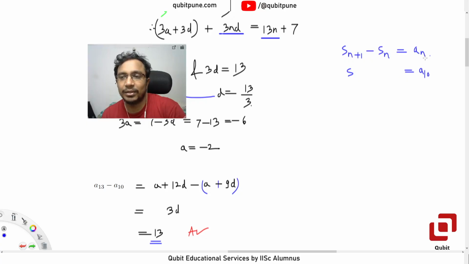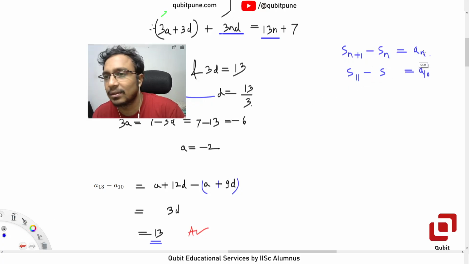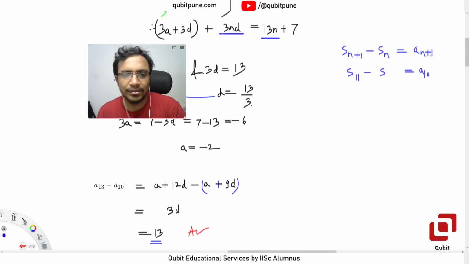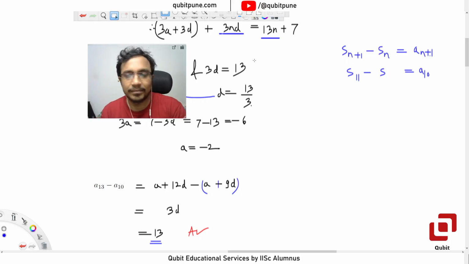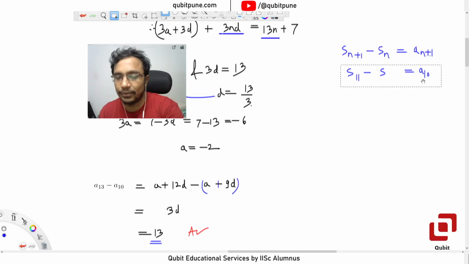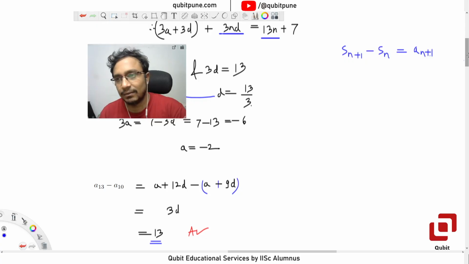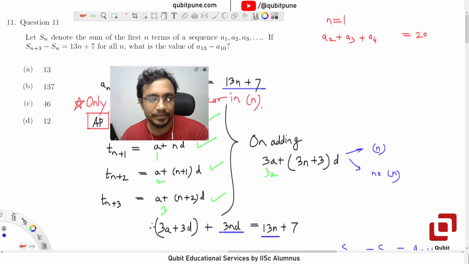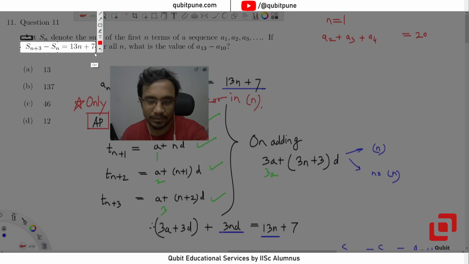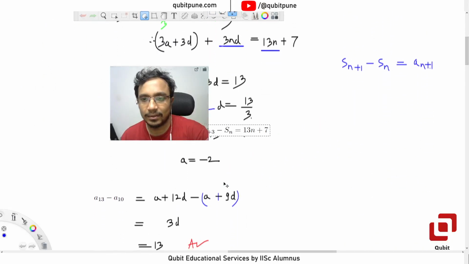You're saying you put n equal to 10. Yes, so this will be S11 minus S. Oh, wait a second. I haven't written it correctly. Sorry. There should be an n plus 1 in the original equation, sir. No, that's fine. But you mean to use this equation, right? Yes, sir. Okay. One second. Yes, go ahead.